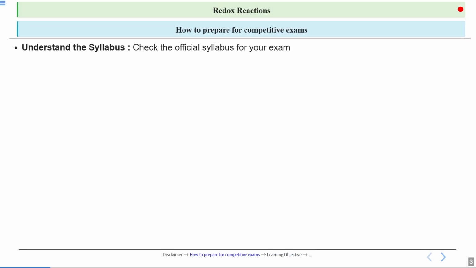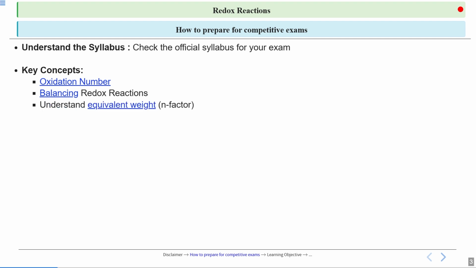So first of all, let's understand how we can prepare this particular chapter for competitive exams like JEE and NEET respectively. To start, for a competitive exam, we must know the official syllabus for the particular exam that we are preparing for. Then you must know the key concepts for the topic you are going to cover. That means for this redox reactions chapter, you must know about the oxidation number and its calculation. Then how can you balance the redox reaction?